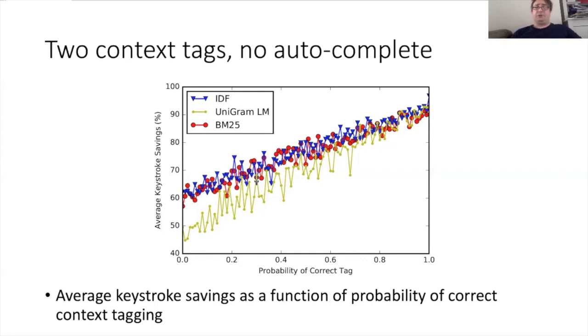In practice, 100% context tagging is probably unrealistic. But if we reduce the probability to about 80%, we can see that we can still achieve a substantial amount of average keystroke savings.